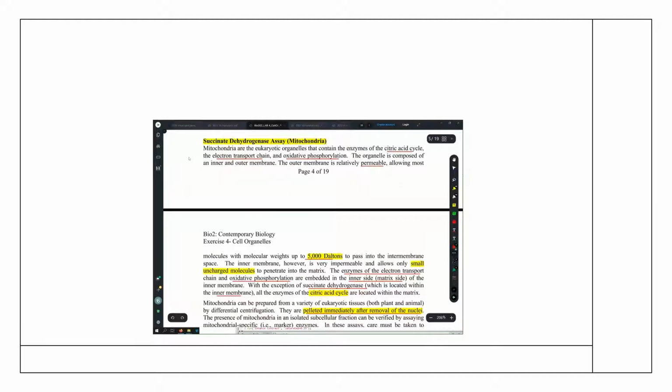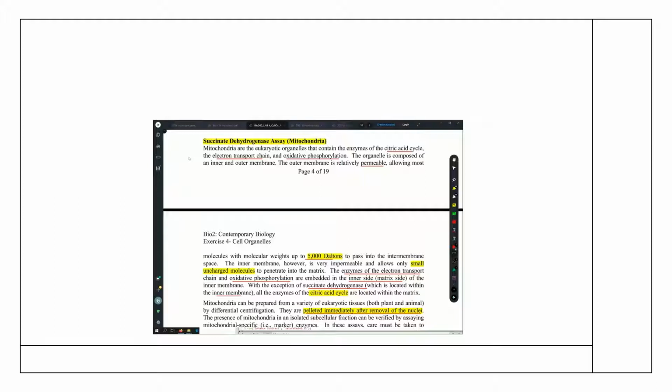Succinate dehydrogenase assay. Mitochondria are the eukaryotic organelles that contain the enzymes of the citric acid cycle, the electron transport chain, and oxidative phosphorylation. The organelle is composed of an inner and outer membrane.